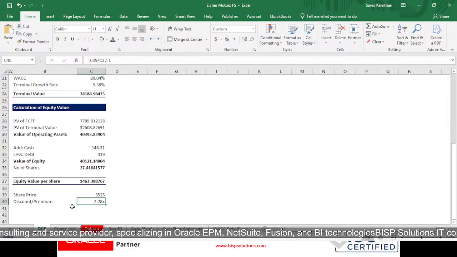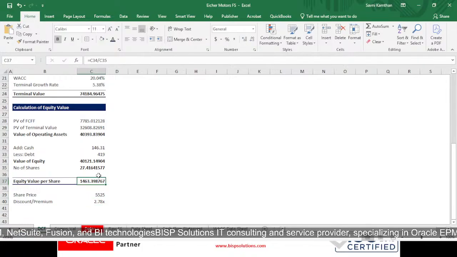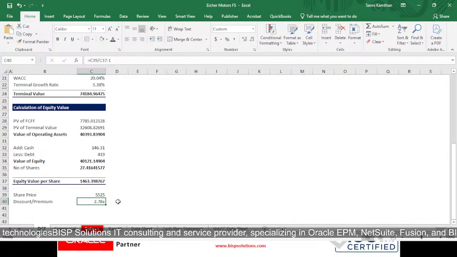the discount or premium will change to 2.78 times, right? This model's valuation is 1463.39. So this means the stock is overvalued by 2.78x compared to this DCF estimate, right?